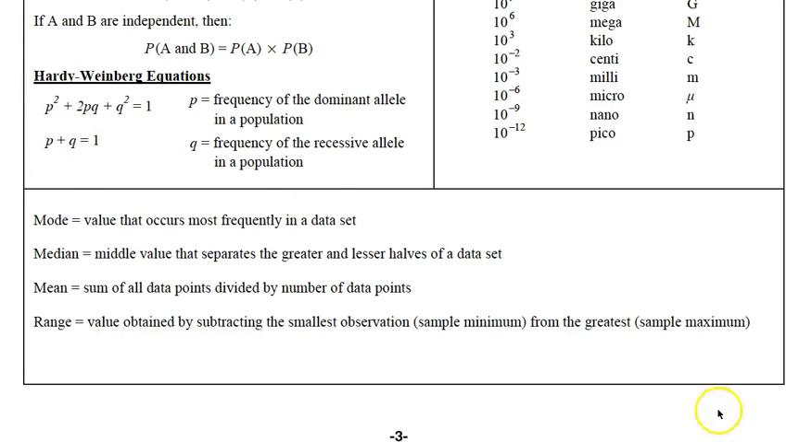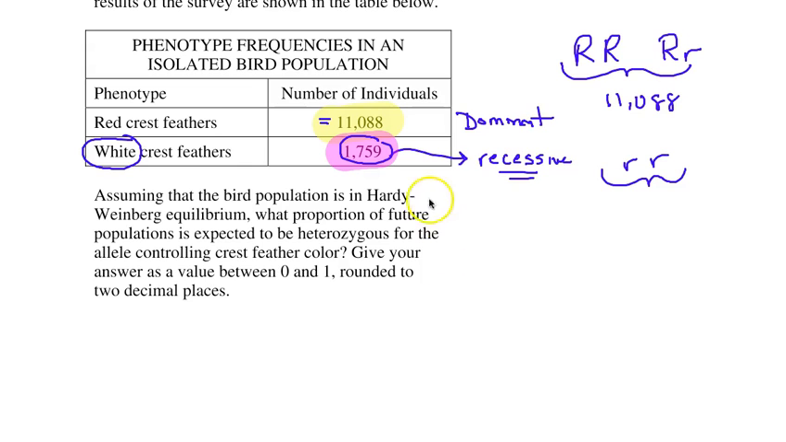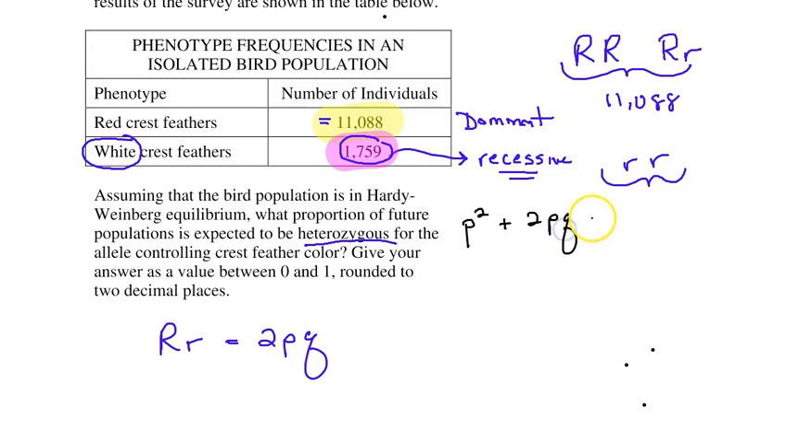So let's go back to the problem. Here I go. Now, in order to get the P and Q, because what they're asking me is the proportion of the future population expected to be heterozygous, we're looking for big R, little r, and we should know that's 2PQ. That's what we're after. So if we look at the equation that's been given to us in our reference table, we have P squared plus 2PQ plus Q squared.